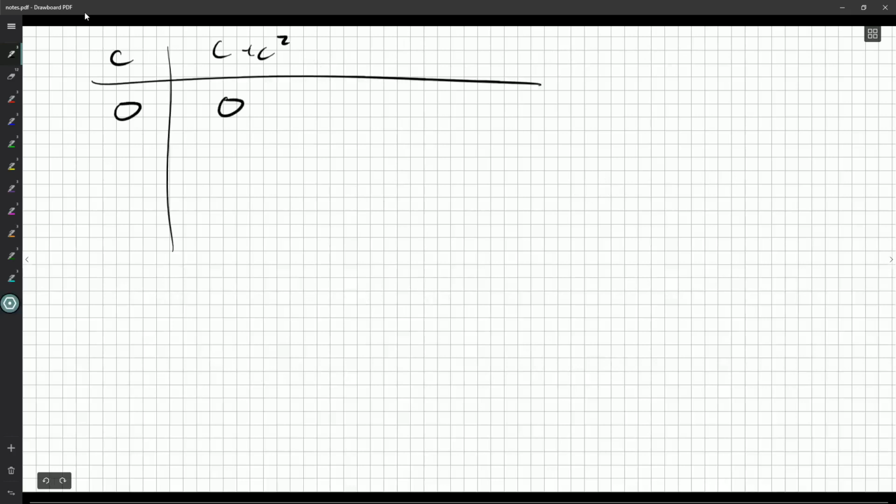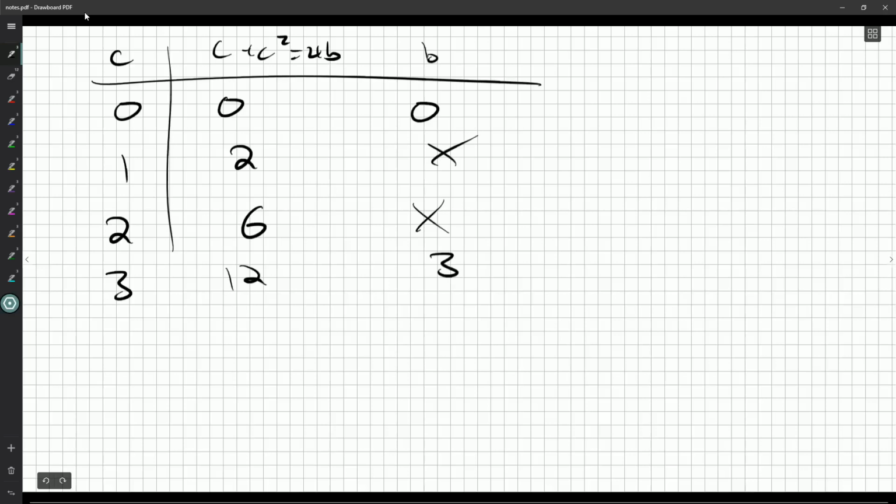Alright, let's look at a few c's. Obviously, if c is 0, then c plus c squared works, and we get that b is 0, and we can deal with the n later. But if c is 1, then we get 2. That's not going to work. What if c is 2? Well, then we get 6. That's not going to work. How about 3? That'd be 12, and so your b would be 3. Well, that's kind of nifty.